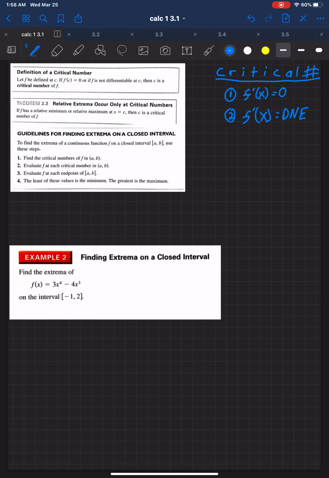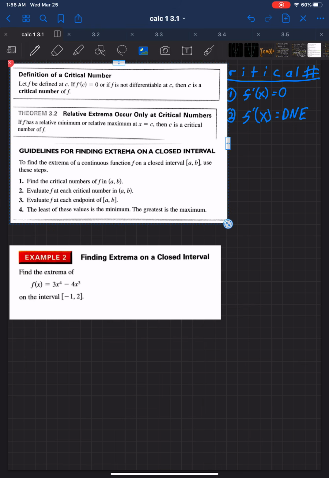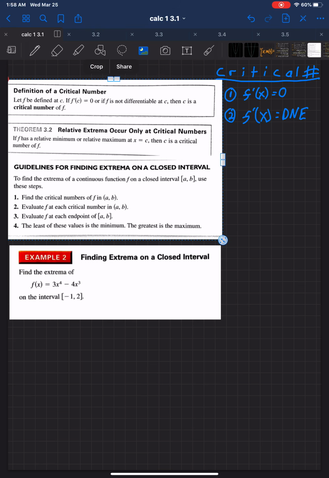Okay, so now what does that do for us? Why take the time to learn this vocabulary? Well, the theorem, and I'm going to shrink this in just a second, so bear with me. The theorem says, ready? Let me make sure you're following me. If your function has a relative min or a relative max at the point C, then C is a critical number of the function.